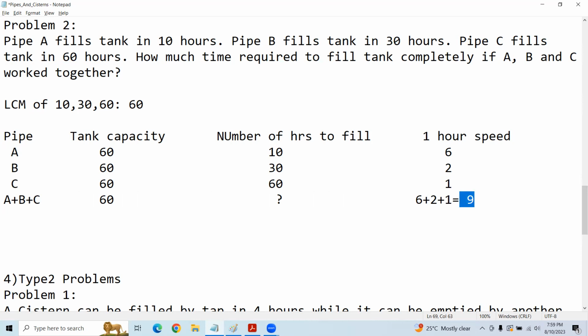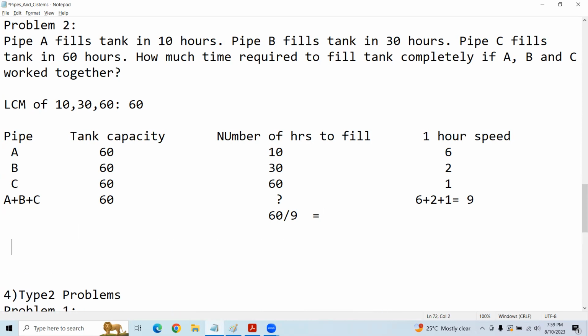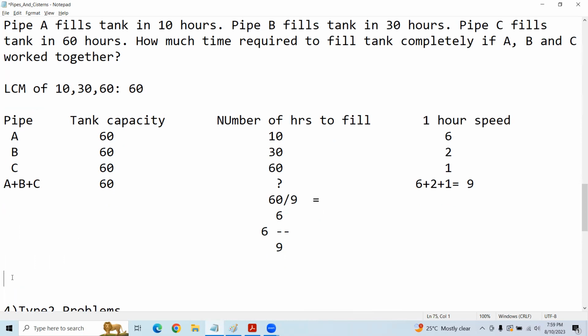So in 1 hour, if it is filling 9 liters, for 60 liters how much time will it take? It's 60 divided by 9. You can show it as a mixed fraction. 9 6s are 54, so you can show it as 6 and the remainder will be 6 by 9. This is the time required to completely fill the tank if we are using all 3 pipes. 9 6s are 54, 54 plus 6, 60. So our answer you can simply write as 60 by 9 also.